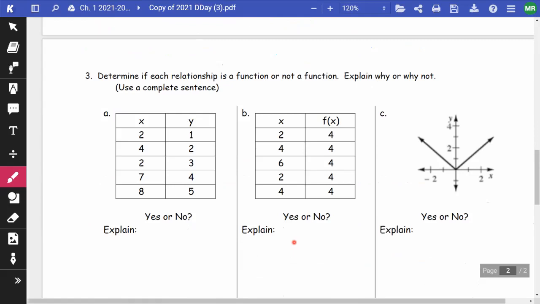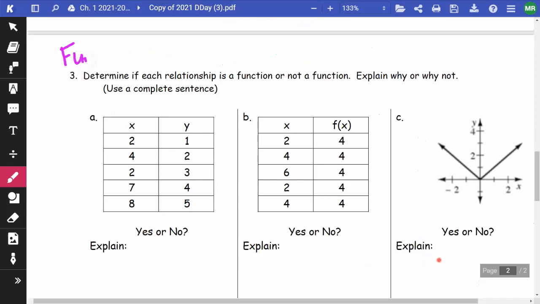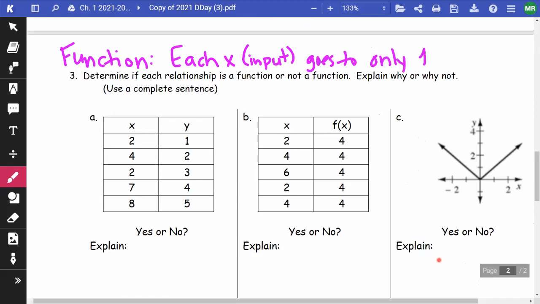On number 3, determine if each relationship is a function or not a function. Explain why or why not. So remember that for a function, each X, and I'll put in parentheses, input, goes to only one Y or output. A particular X can't go to two different outputs, okay?